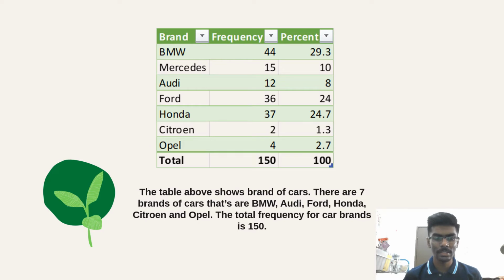This is the table for our first variable, brand. The table above shows brands of cars. There are 7 brands of cars, that are BMW, Audi, Ford, Honda, Mercedes, Citroen and Opel. The total frequency for car brands is 150.